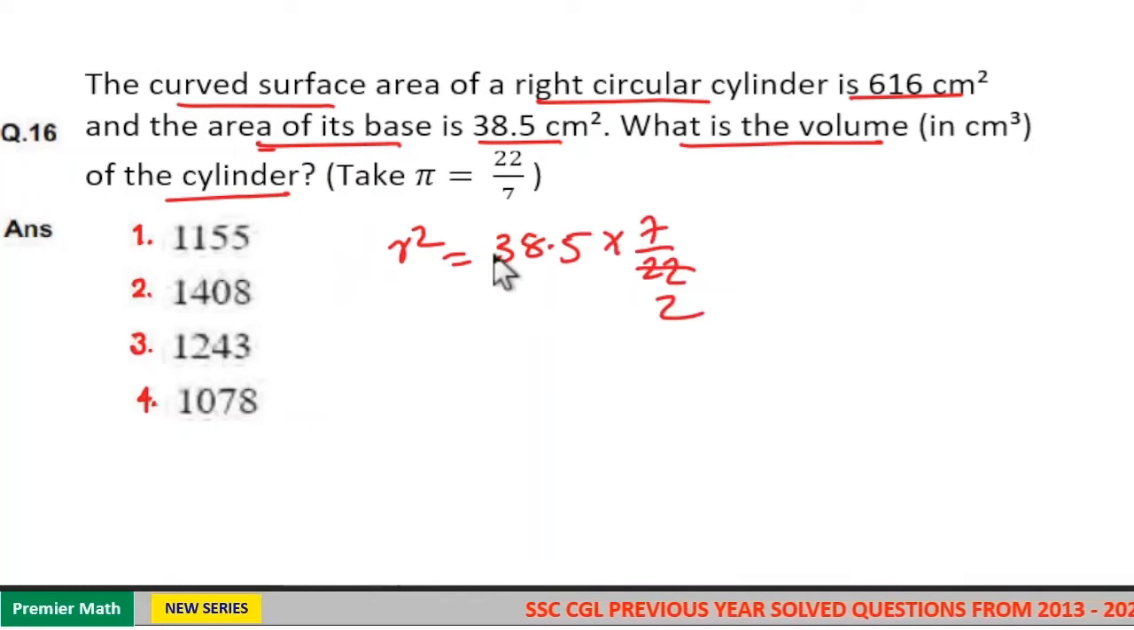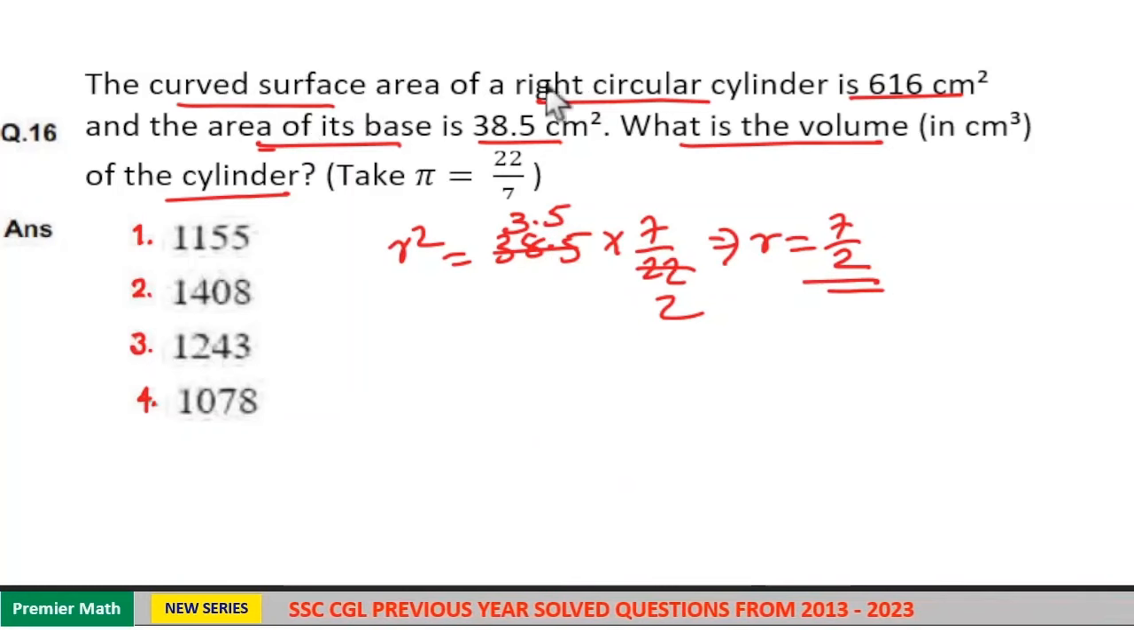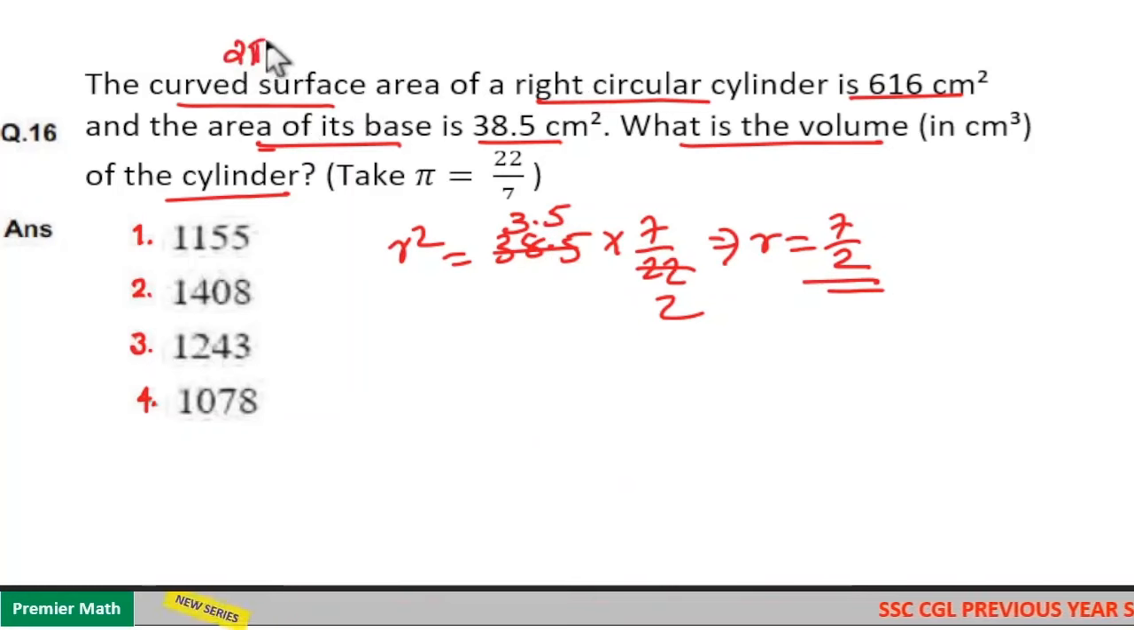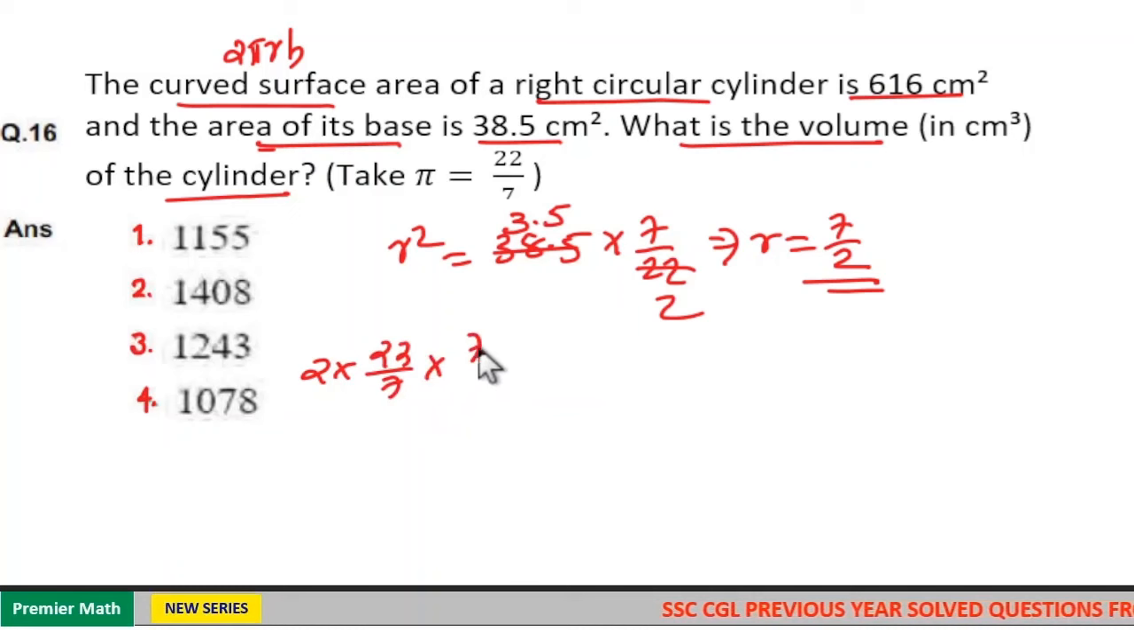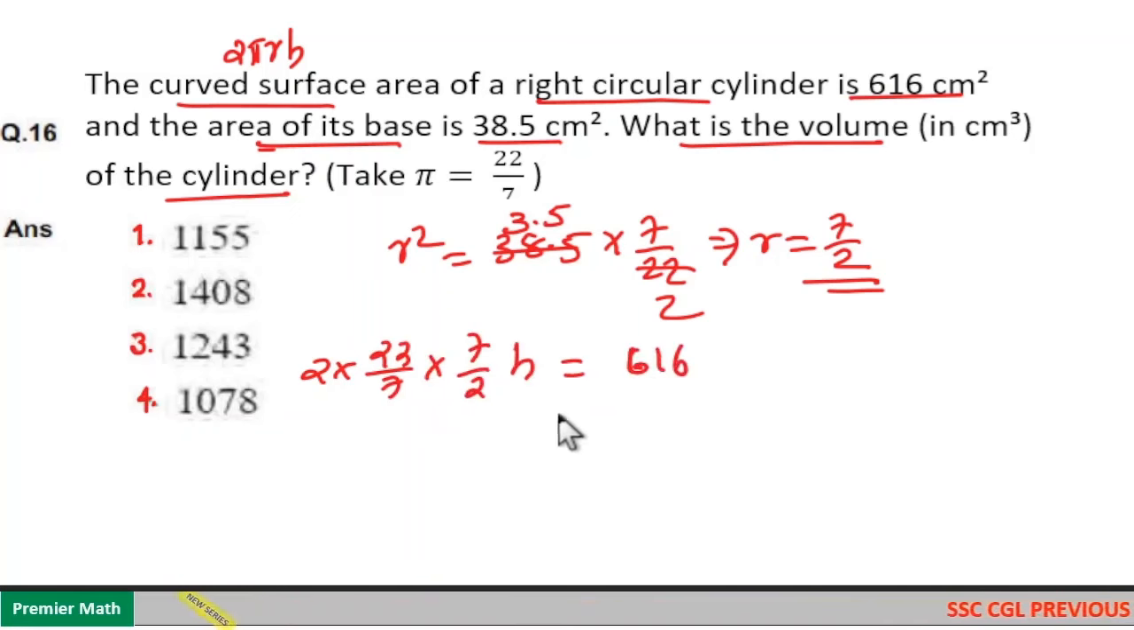11 goes 2 times in 22, 11 goes 3 times in 33, 11 goes 5 times in 55. Now 3.5 into 3.5 means r is equal to 3.5, that is 7 by 2. And here curved surface area of cylinder is equal to 2 pi r into h. So here 2 into 22 by 7 into 7 by 2 into h is equal to 616 cm square.